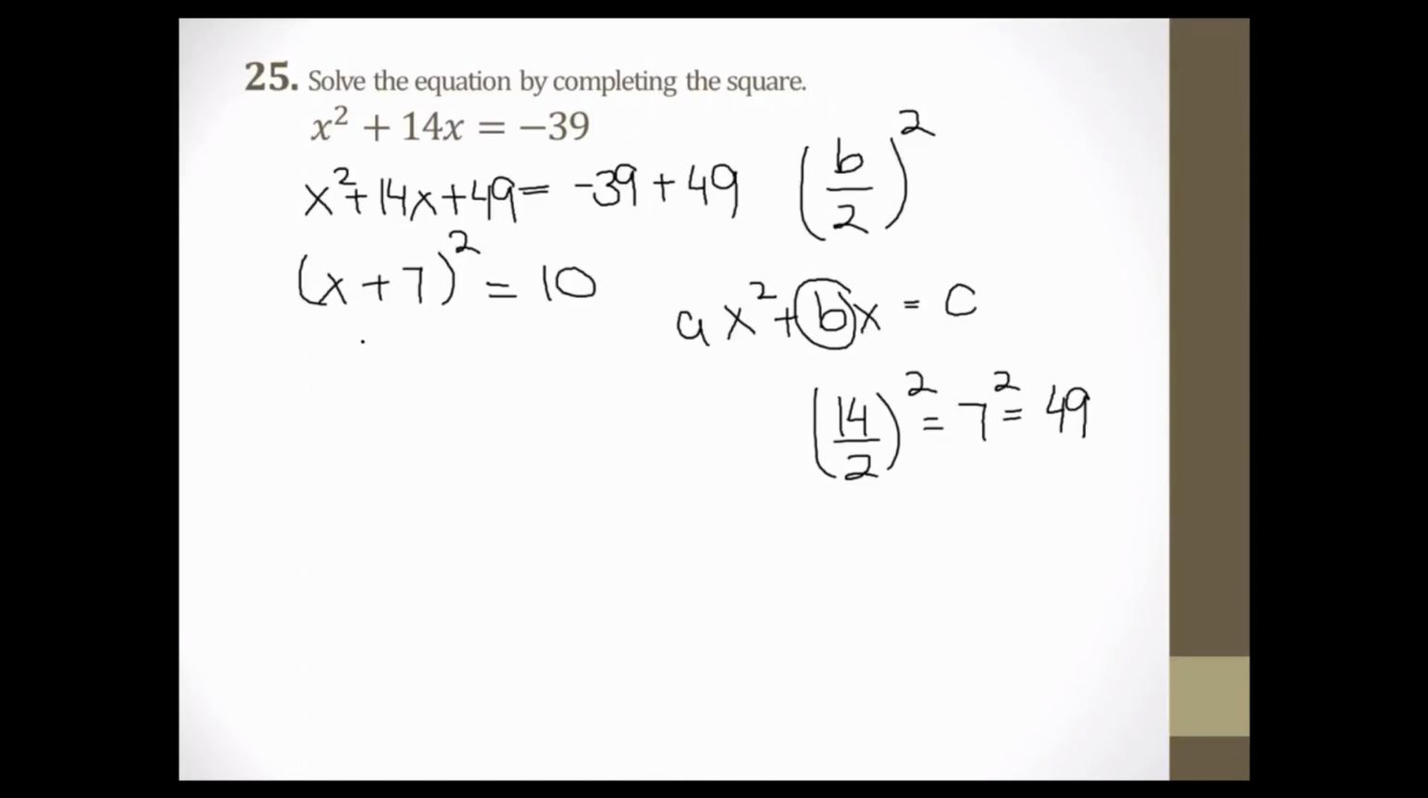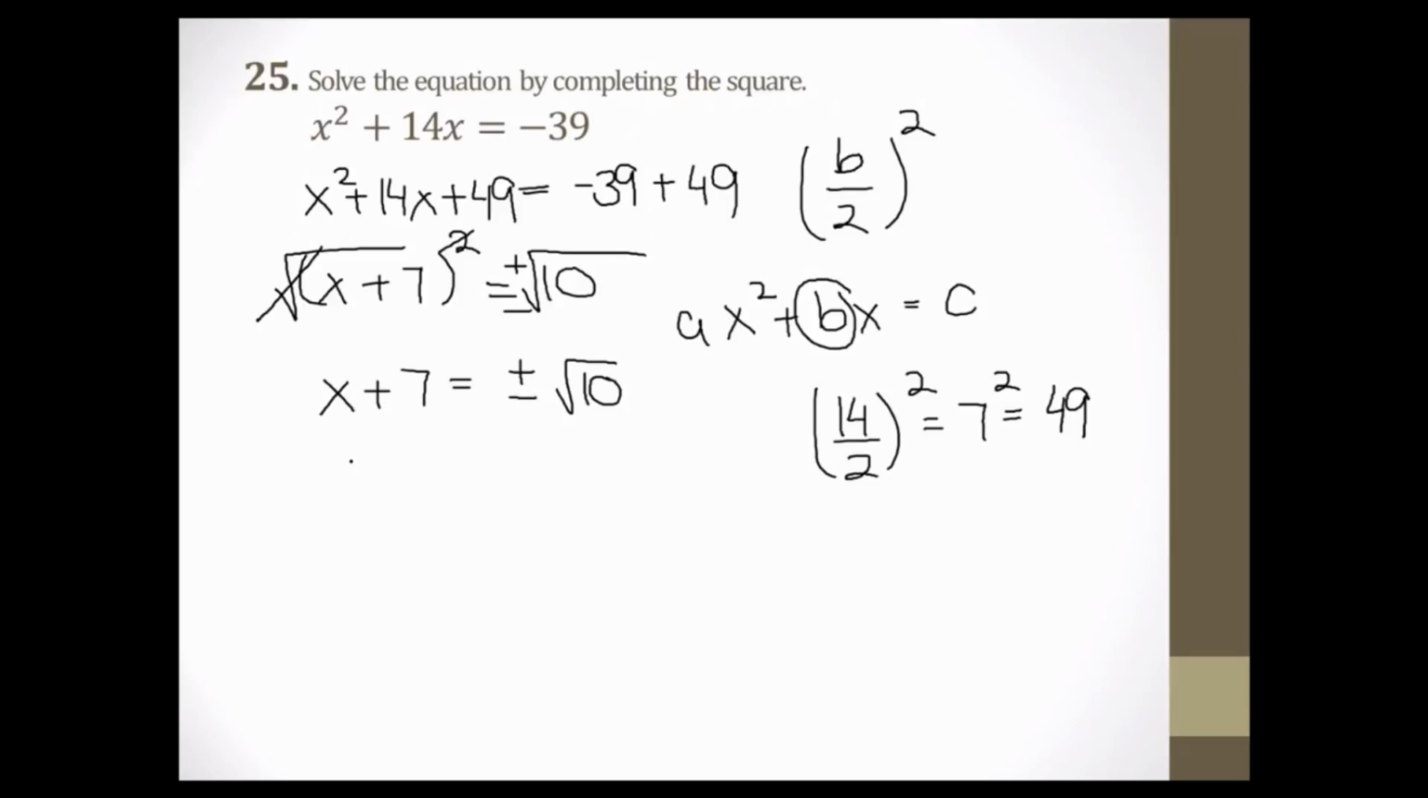Now we can apply the square root property. So to get rid of the square, we could square root both sides, but when we do that, we get a positive and a negative answer. So over here, the square root and the square cancel each other out, and we are left with x plus 7. And then on the right side, we have positive or negative square root of 10. We cannot take the square root of 10, and 10 does not have a factor where one of them is a perfect square, so this is just fine.